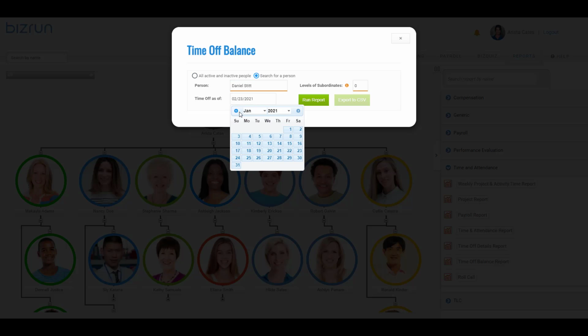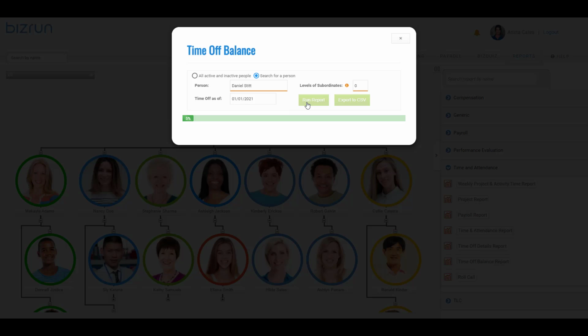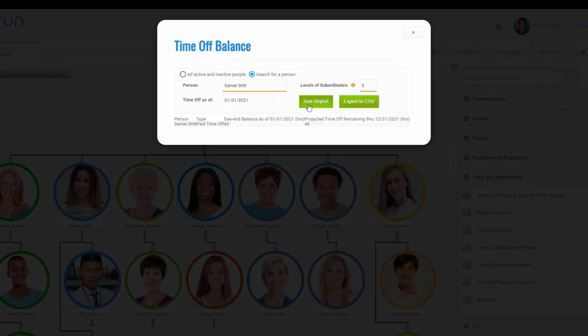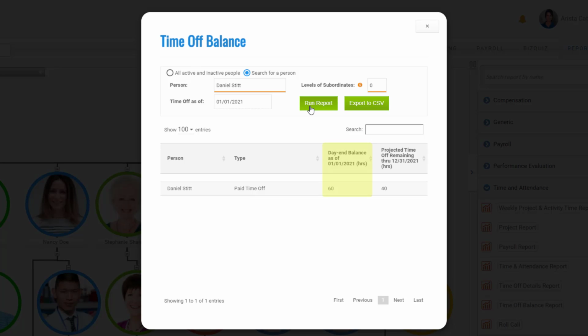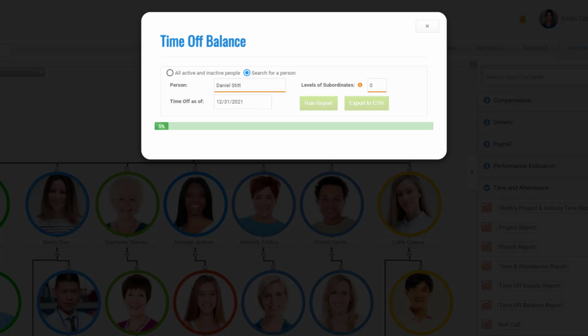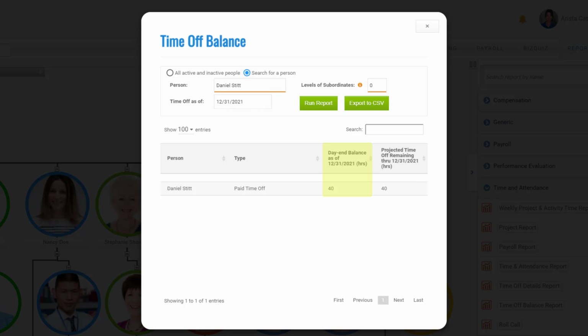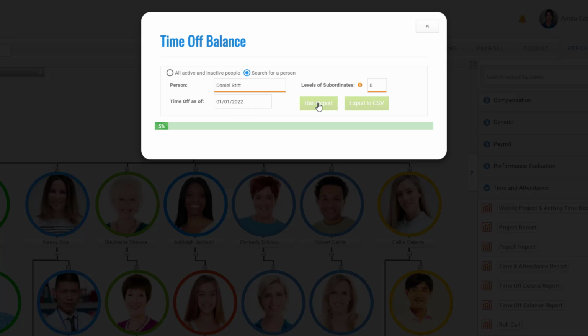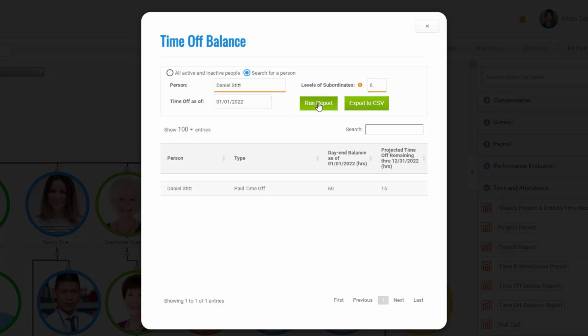into Daniel's profile. So when we run the report for January 1st, 2021, we see his day-end balance as 60 hours. If we run the report after December 31st, 2021, after he had time off hours totaling 20 hours for the year, his day-end balance would be 40. On the next day, if you recall, he has a 60-hour balance entry. So his day-end balance for January 1st, 2022 is 60 hours. Again, his new starting point for that day.